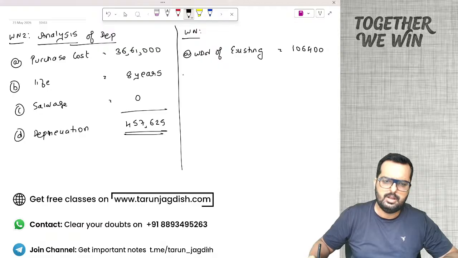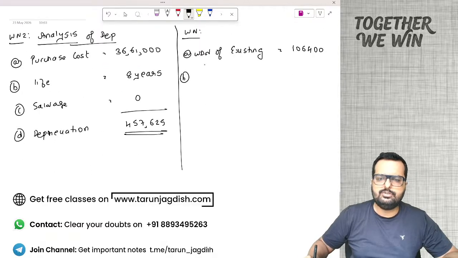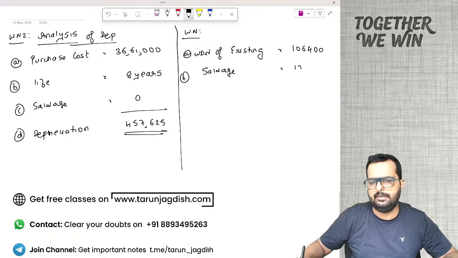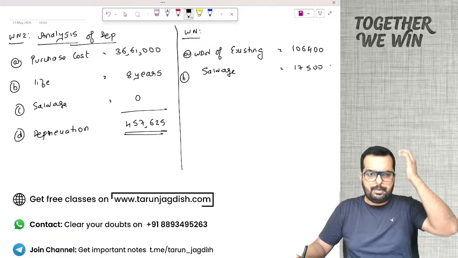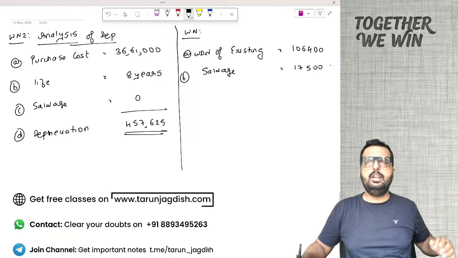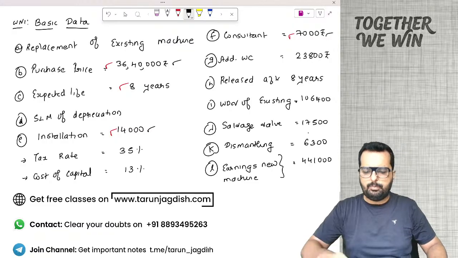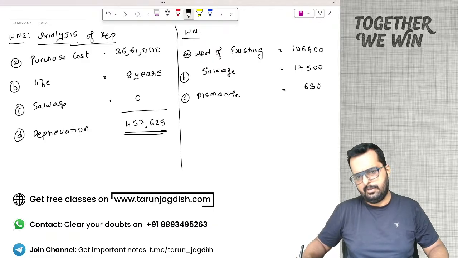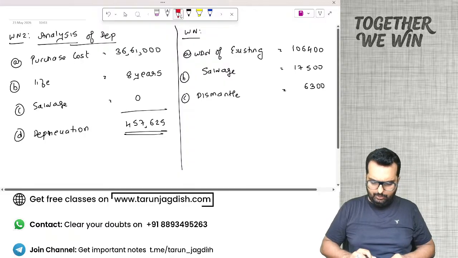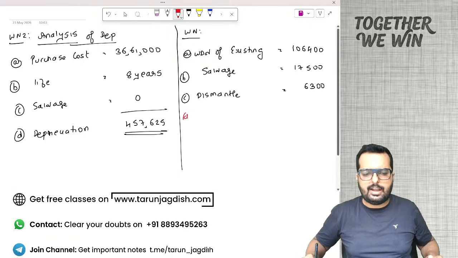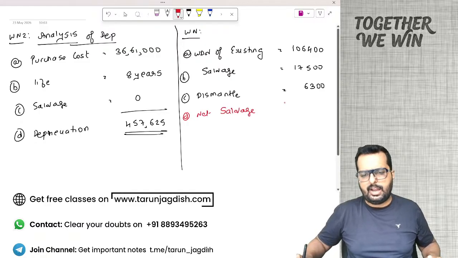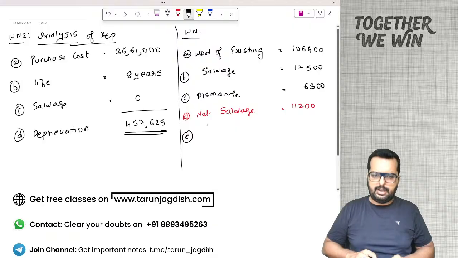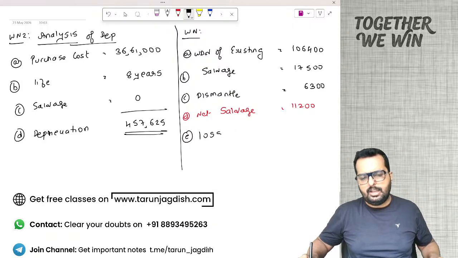What is the WDV of the existing machine? 1,06,400. Point number B, salvage value. What is the salvage value? Everyone tell me. Is it turning out to be 17,500? Now, apart from this, even though WDV is 1,06,400, you are getting 17,500, but to dismantle, you have to pay 6,300. Am I right? So from the 17,500 you get, 6,300 is gone. Your net salvage value that you get in your hands will be only 11,200.